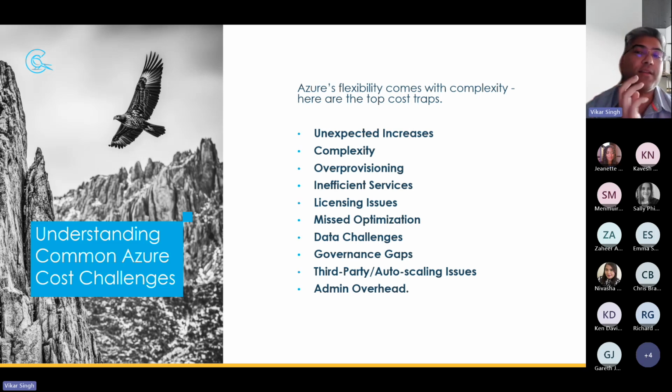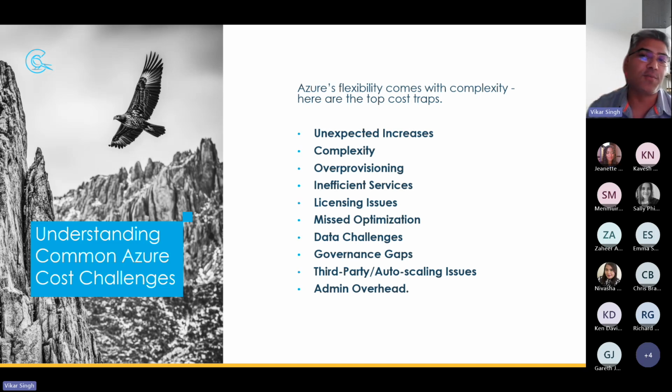Now, the problem with all that power is that there is a catch, right? It adds a lot of complexity. Sometimes having simplicity adds a lot of complexity, and it actually hides a lot of cost traps that really sneak up on us. So what are these traps? I can go through some of these examples that I've listed down here.